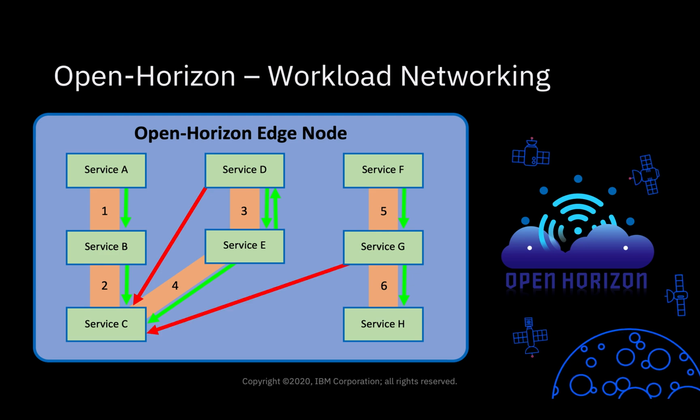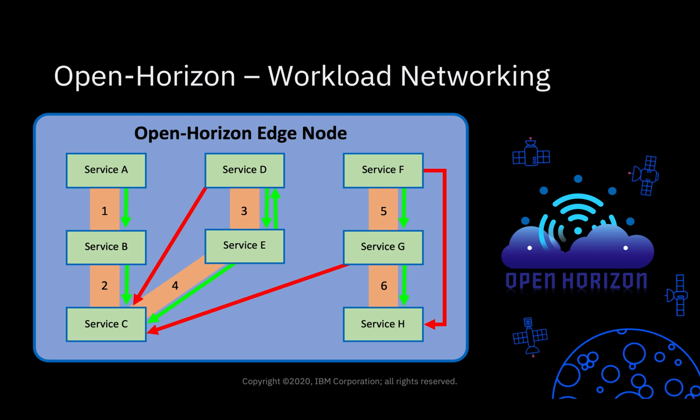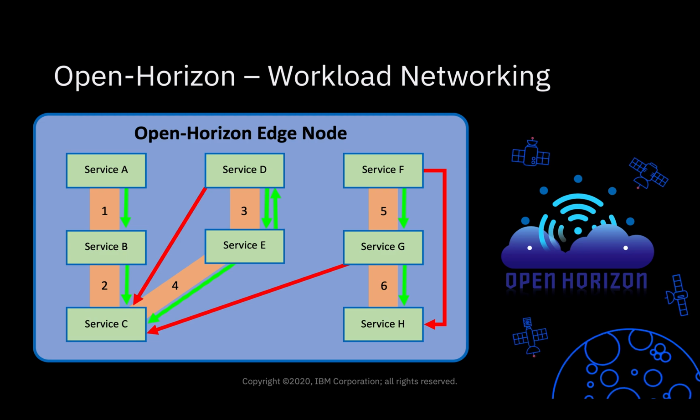Similarly, service G way over there cannot reach service C, and perhaps surprisingly as well, service F cannot talk to service H. Even though it has an indirect dependency on service H, it doesn't have a direct one. And since it doesn't have a direct one, there's no network between them.